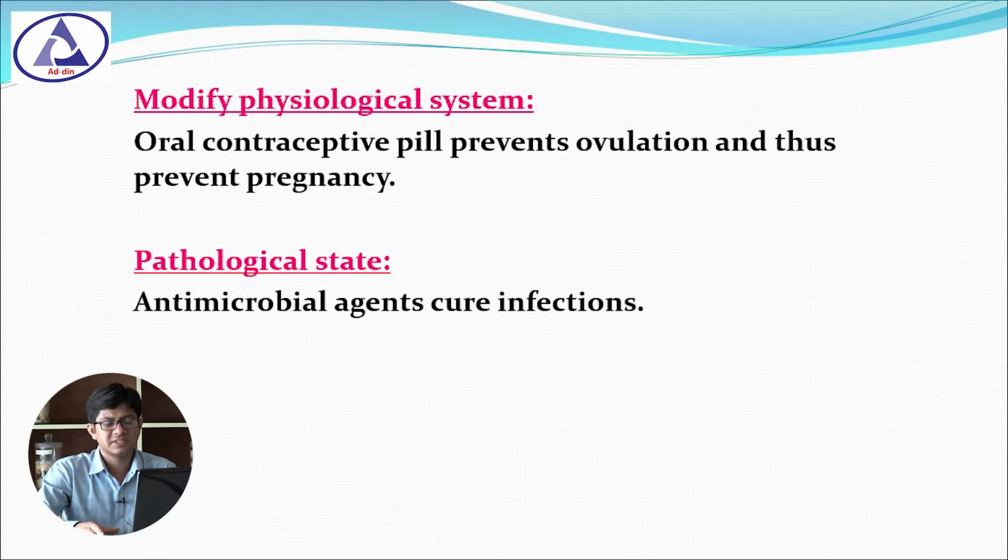Modify physiological system means alter the normal physiology, like oral contraceptive pill prevents ovulation and thus prevents pregnancy. Pathological state, antimicrobial agents cure infection.